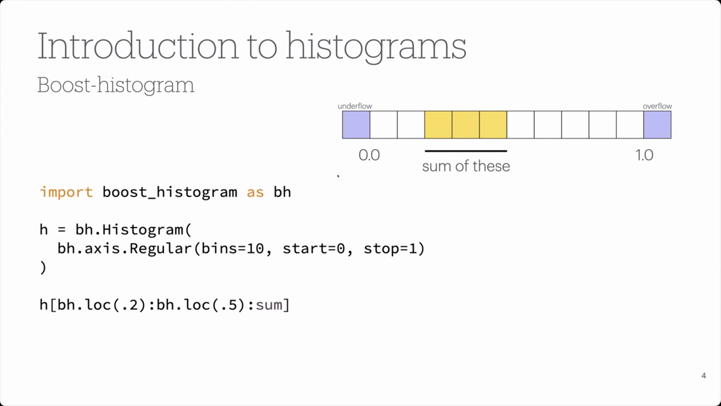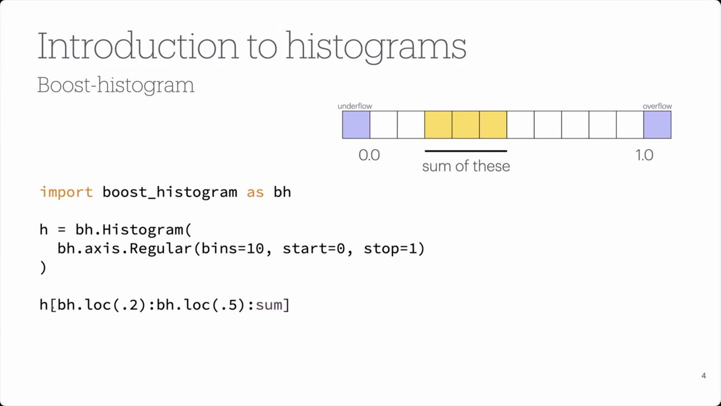And if you look at boost histogram, then it implements it this way, where you'd say import boost histogram. And you can create a histogram by simply giving it a series of axes. Here we're giving it one axis, a regular axis, which is 10 bins starting from 0 and stopping at 1. If you leave off the storage, then it's just a double by default.